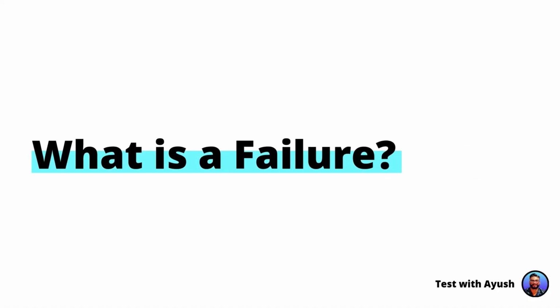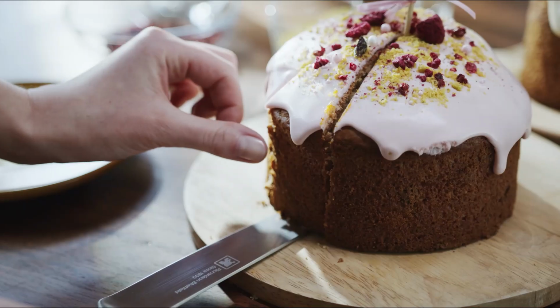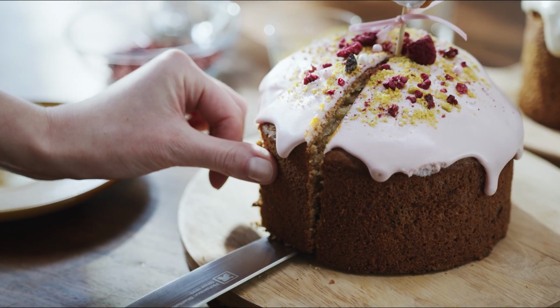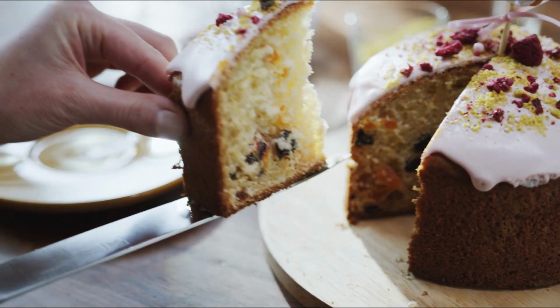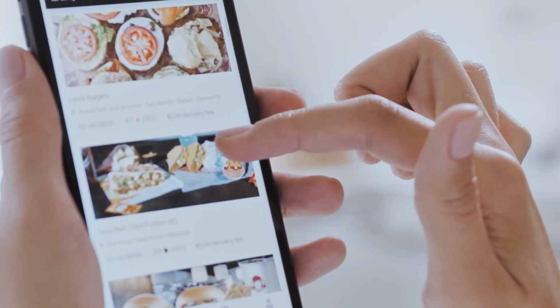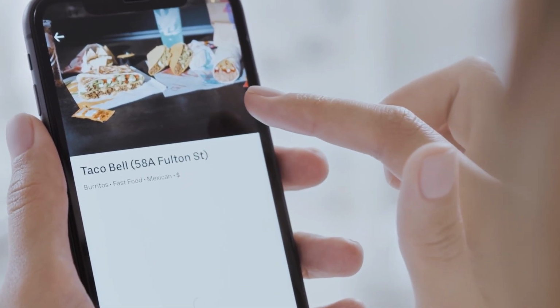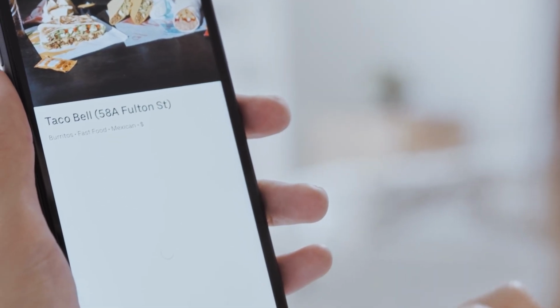So what is a failure? When does a defect actually become a real problem? A failure occurs when a defect gets executed and causes the system to behave incorrectly. Some defects always cause failures, while some cause failures only under specific conditions, and some may never result in a failure. For example, if you serve that cake with 10 cups of sugar to guests, now they can't even eat it. That's a failure. A bug in an e-commerce website causes customers to be charged twice for the same purchase. Now the users are angry and the company is losing money. That is a failure in action.